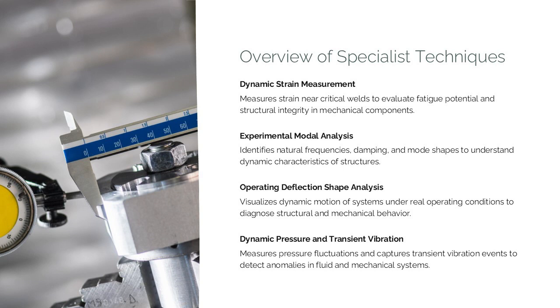The primary techniques include dynamic strain measurement, experimental modal analysis, operating deflection shape, ODS, analysis, dynamic pressure, pulsation, measurement, and transient vibration measurement. Each method serves a unique purpose. Dynamic strain measurement evaluates fatigue potential by measuring strain near critical weld points.